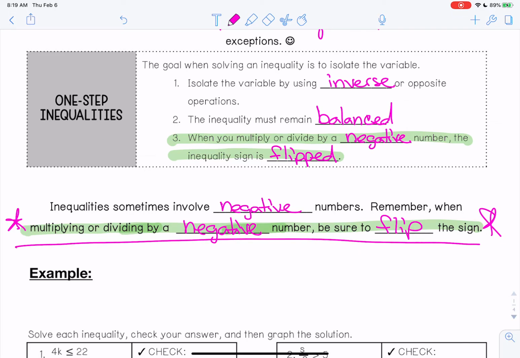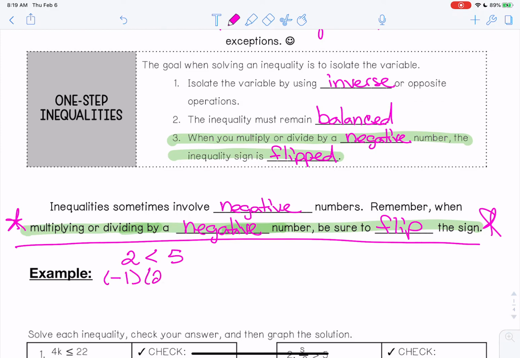This is important, okay? Now, before I go into how you flip the sign, I want to explain why we need to flip the sign, okay? There's a reason why we flip the sign when we're dividing or multiplying by a negative. So I'm going to show you two examples. My first example, let's say I have the number 2 and the number 5. We can all agree that 2 is smaller than 5, right? So let's see what happens if I multiply both numbers by a negative.